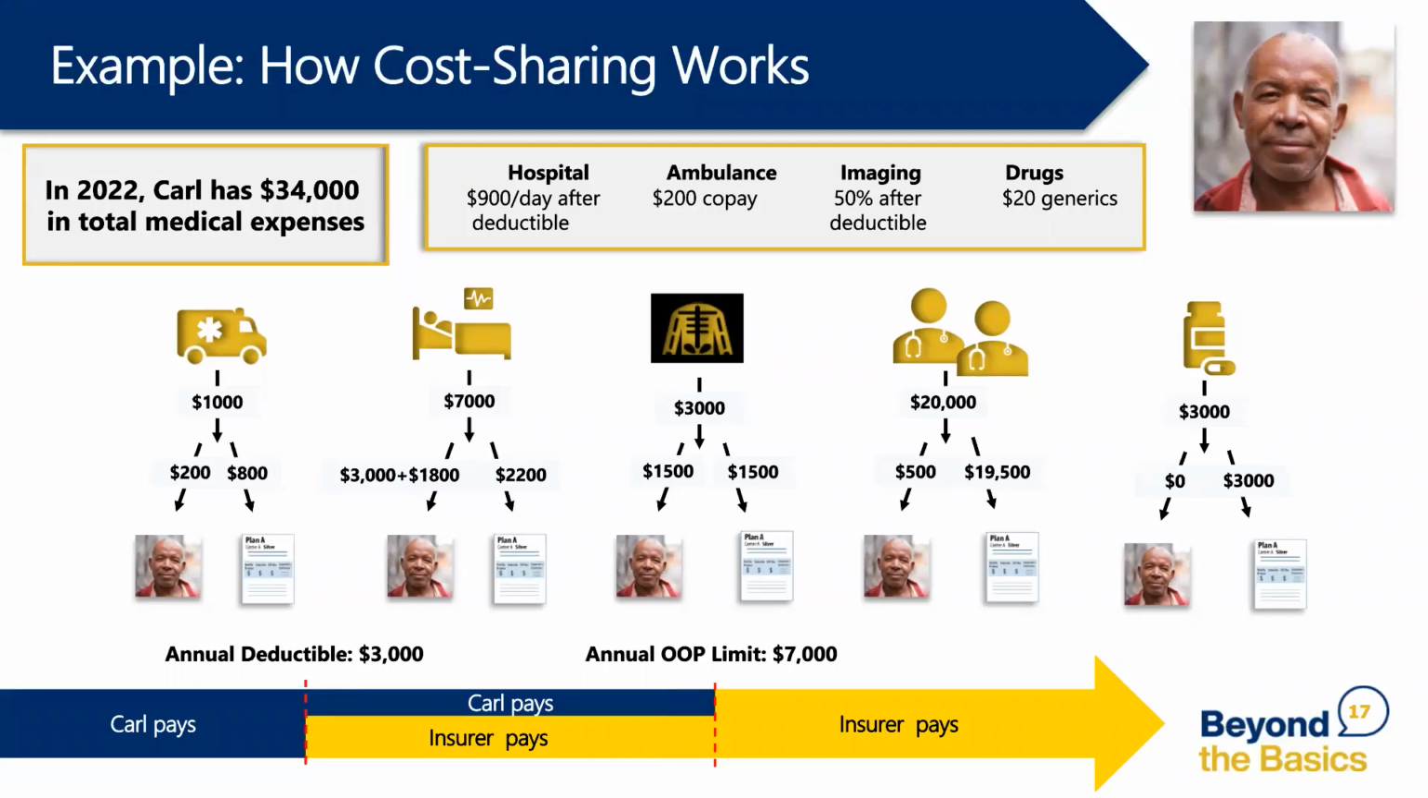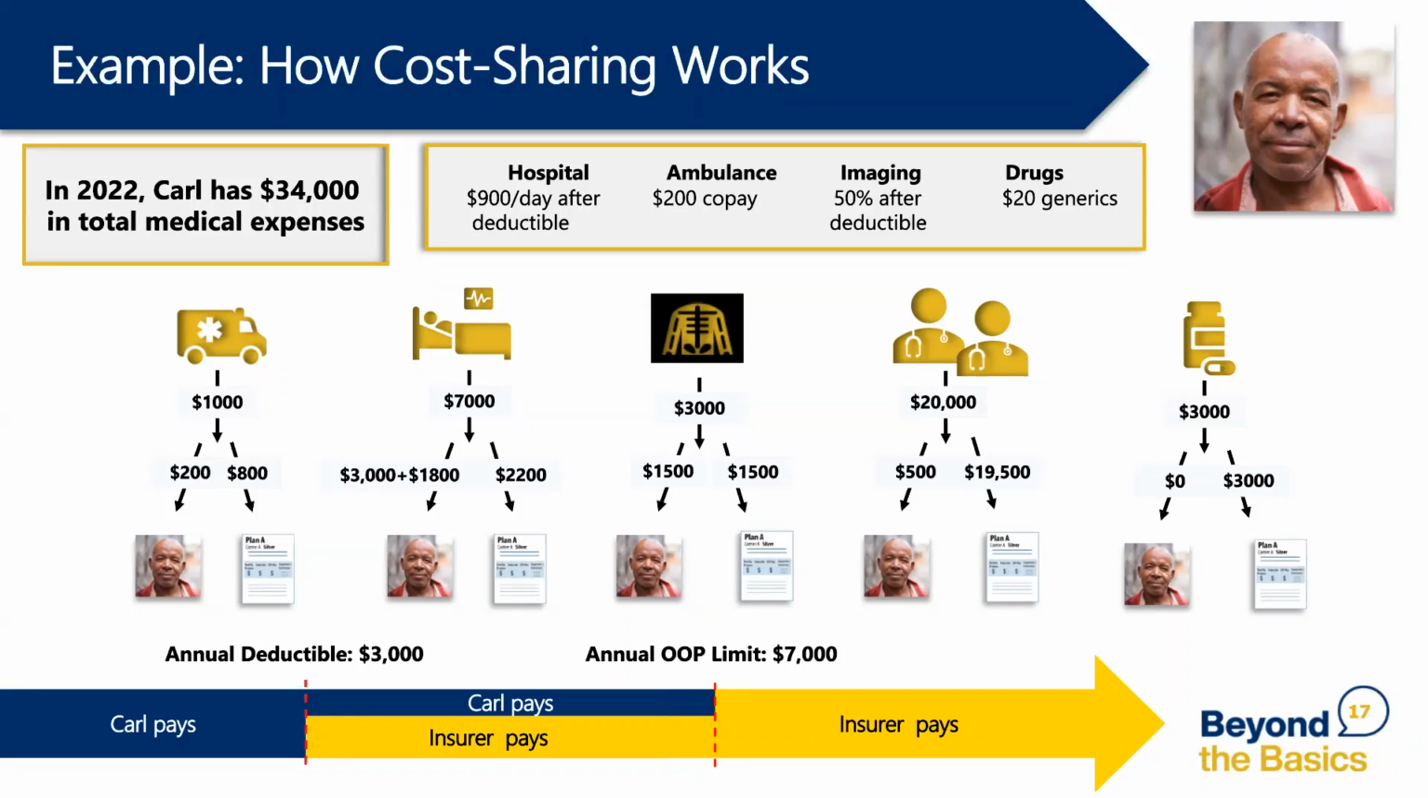So to think about how this works for Carl as he goes through time during the year. Initially he does take an ambulance to the hospital, and that costs $1,000 total, as you can see under the little ambulance icon. Carl has to pay a $200 copay for that ambulance. He doesn't have to, in this case, pay his deductible first. That's not what the plan documents indicated. And so the insurer is going to pay the other portion of that. He hasn't met his deductible yet. So then he ends up getting admitted to the hospital, and that's when he does pay his deductible.